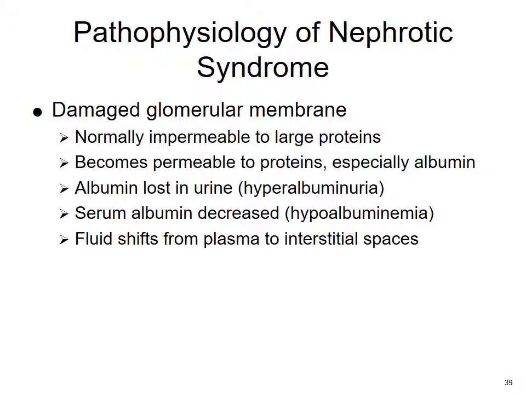So the damaged glomerular membrane is normally impermeable to large proteins, but because it's damaged and thinned out, it becomes permeable to proteins, in particular albumin, which is our major circulating blood protein. Albumin is lost in the urine, so there are elevated levels of protein, and specifically albumin protein in the urine, and then the serum, our blood circulatory albumin levels decrease. This causes fluid shifts from the plasma into the interstitial spaces.